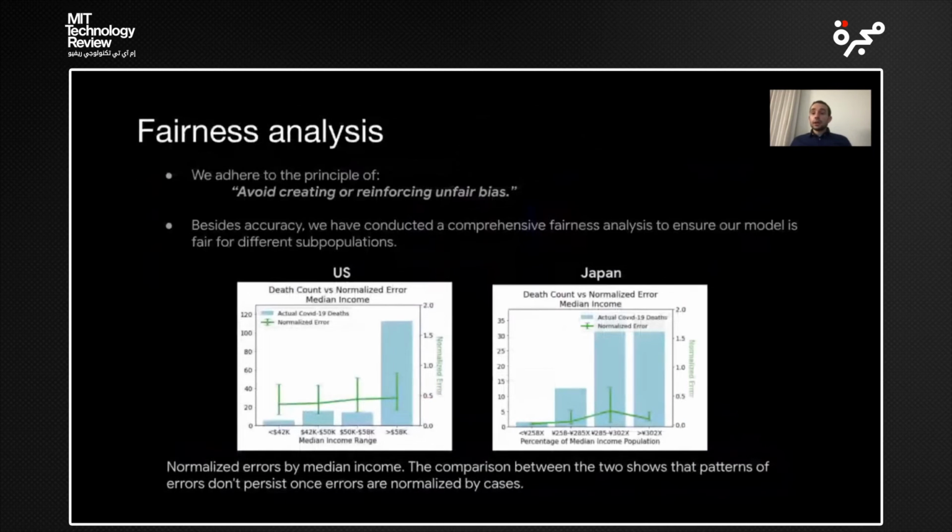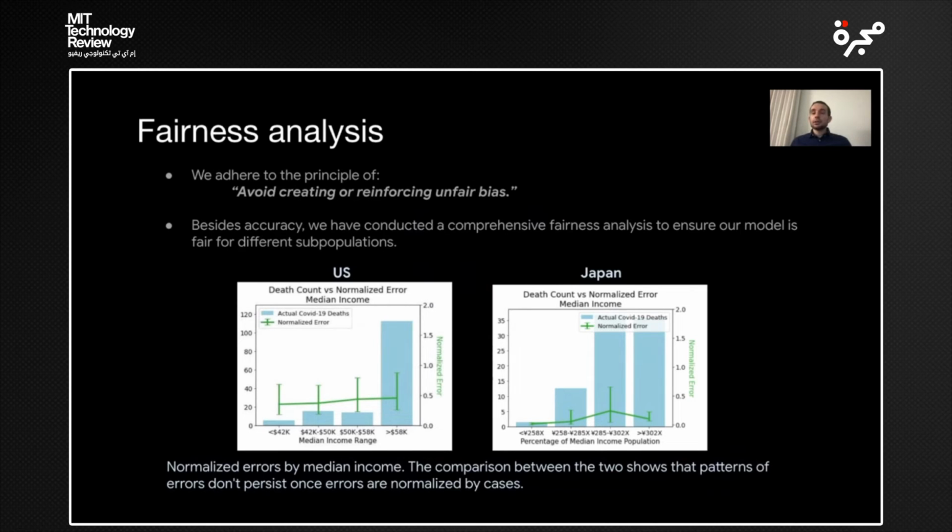Lastly, we would like to make sure that our model is fair. So we adhere to the AI principle of Google of avoiding creating or reinforcing unfair bias. And we have done extensive fairness analysis on our models, both for the US and Japan.